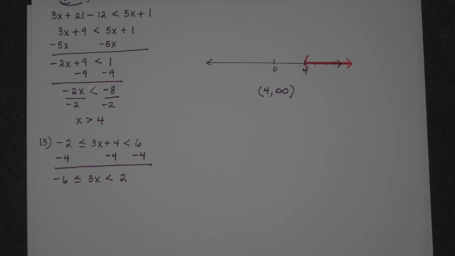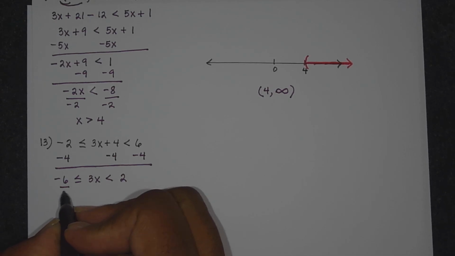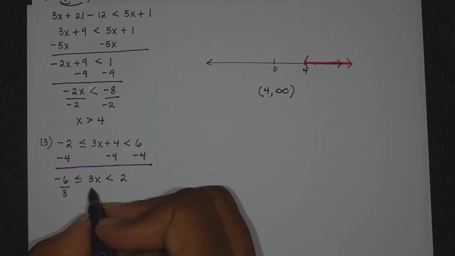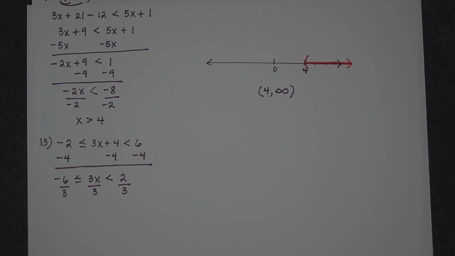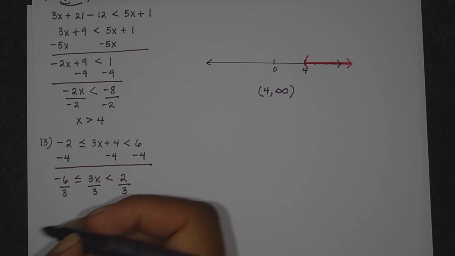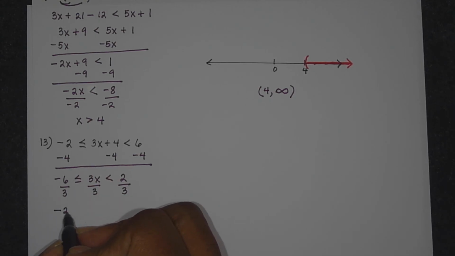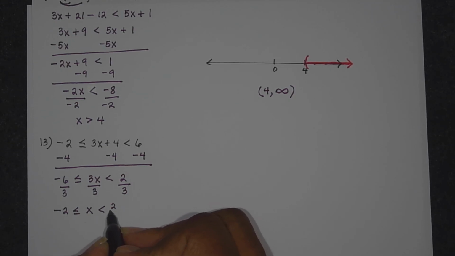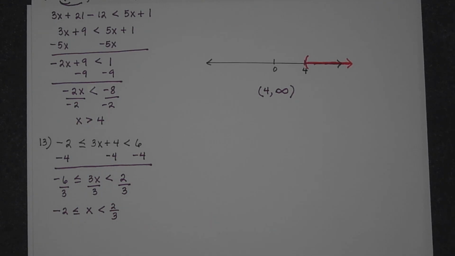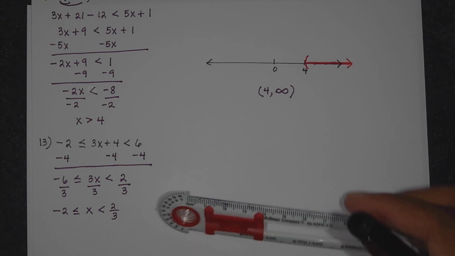And now to get x by itself, it is being multiplied by 3, so I need to do what? Divide by 3. The left side I need to divide by 3. The middle, divide by 3. The right side, divide by 3. So here negative 6 divided by 3 is negative 2. And then that's less than or equal to x, and less than, we'll just leave that as positive 2/3. So this is my solution set for this compound inequality. X is greater than or equal to negative 2 and less than 2/3.